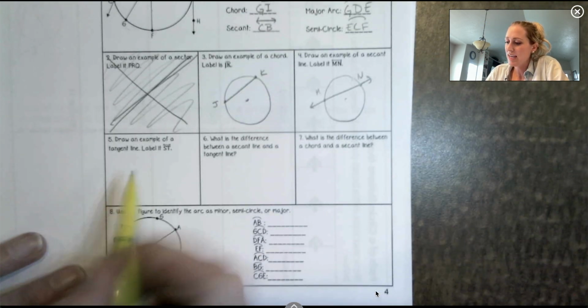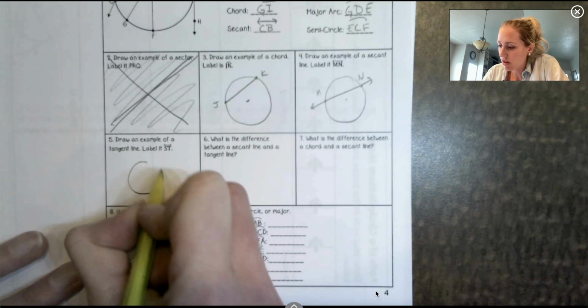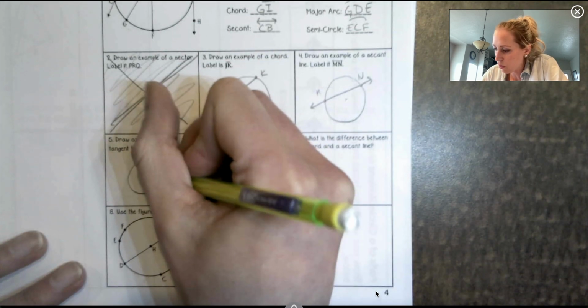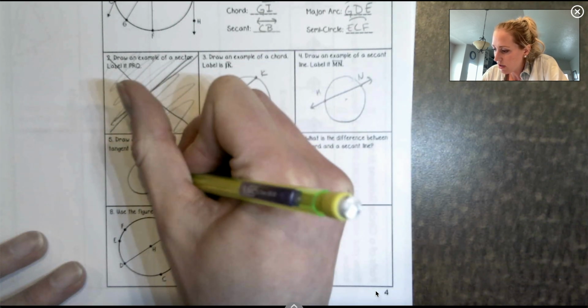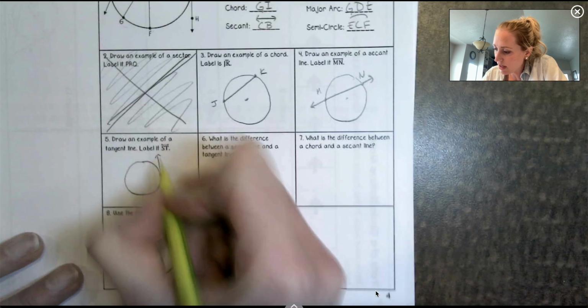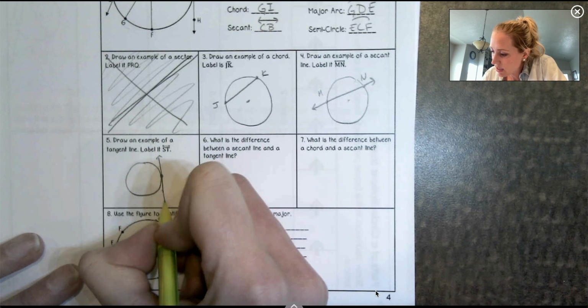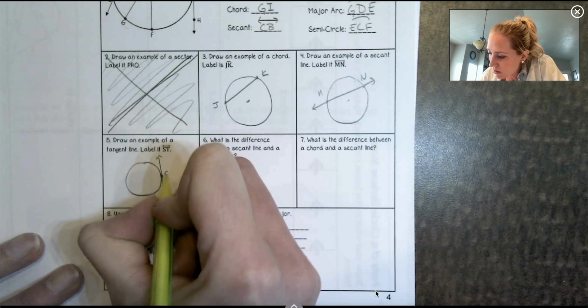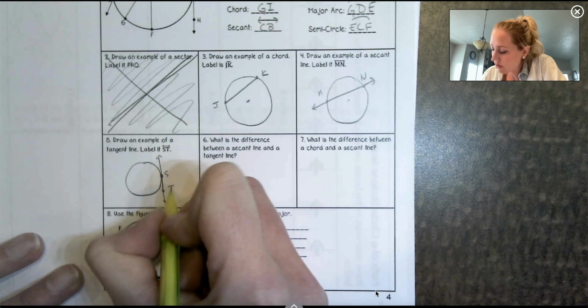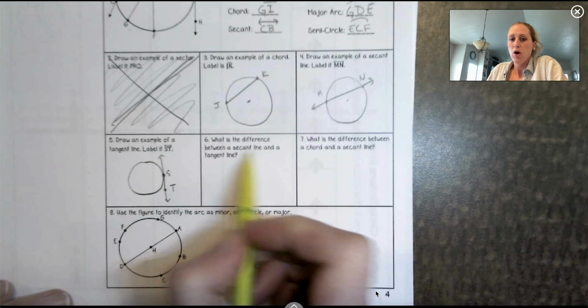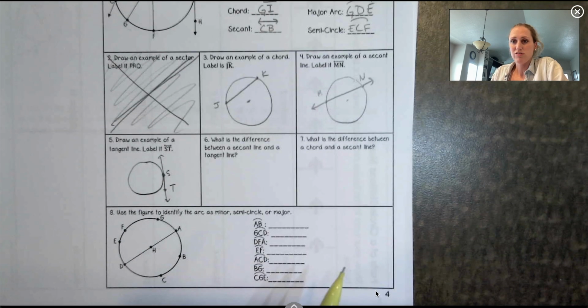Draw an example of a tangent line. So tangent line only touches the circle once. Okay, so there's our tangent line. We're going to call it ST. So I'm going to make S be that point and T be another point on here. Okay, so S would be my point of tangency.